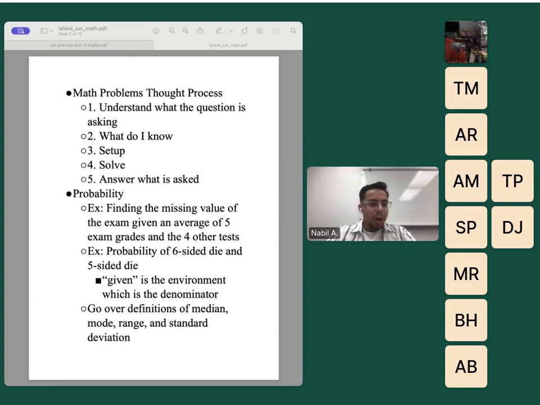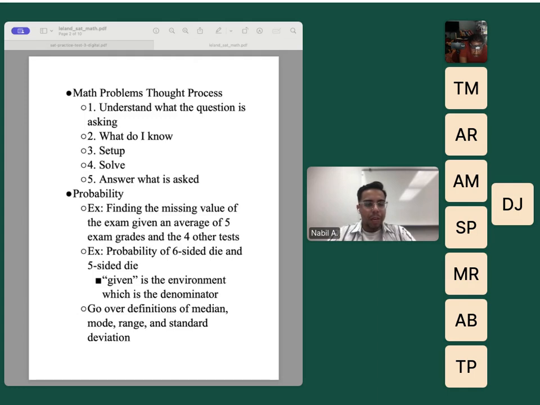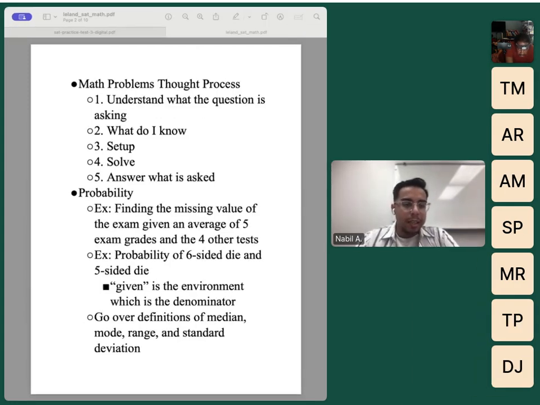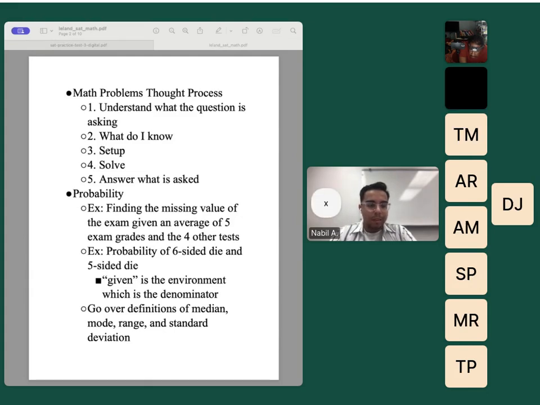Feel free to put in the chat, how would you try to solve this type of problem? You can go into the chat and give a brief outline of what you think will be a good way to solve this problem, or even feel free to speak up as well. So I gave you 4 exam grades here. We have an 84, an 88, an 89, a 91, and X. And we're trying to get an exam average of 90. So what is the missing exam grade X that we're trying to solve?